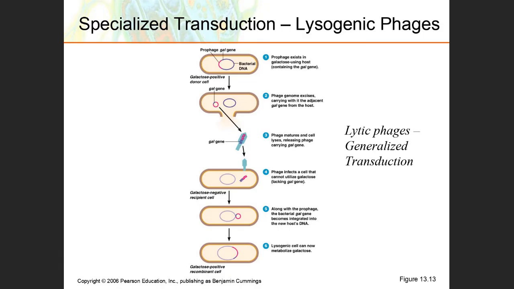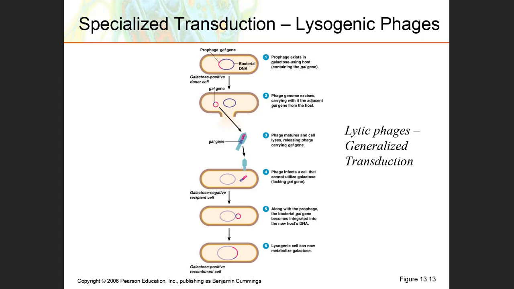And then conjugation involved those HFR and F plus cells able to make a pilus and conjugate with an F minus cell. The F plus cell sends a copy of the fertility plasmid over to the F minus cell, making the F minus F plus. And the HFR sends a copy of some bacterial DNA over. And so the F minus cell stays F minus, but it may have acquired some new characteristics. So with transduction, bacterial viruses are the ones that are transferring genes from one bacterial cell to another.